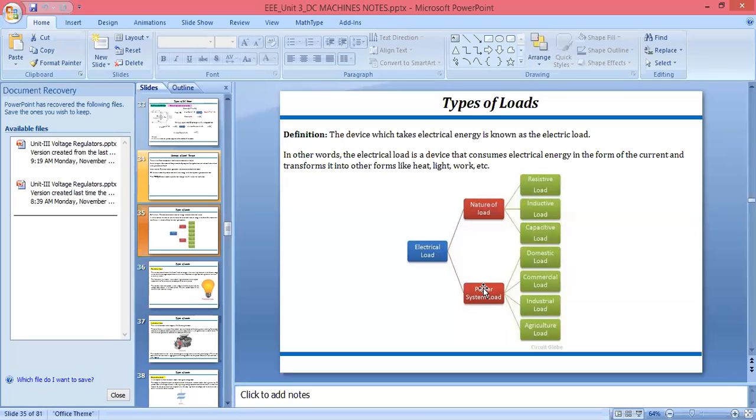As per that type, you can divide the load into different types. That can be a resistive load, an inductive load, a capacitive load, or a domestic, commercial, agricultural, or industrial load. So we have to see them one by one. Firstly, we will see the resistive load.